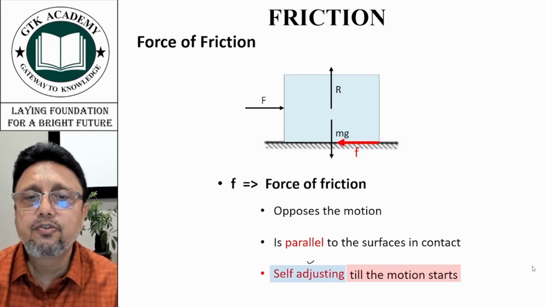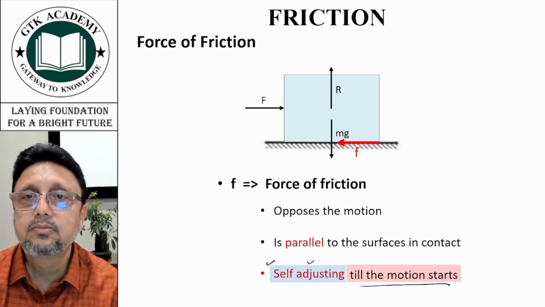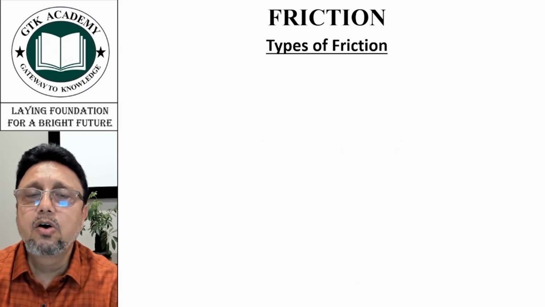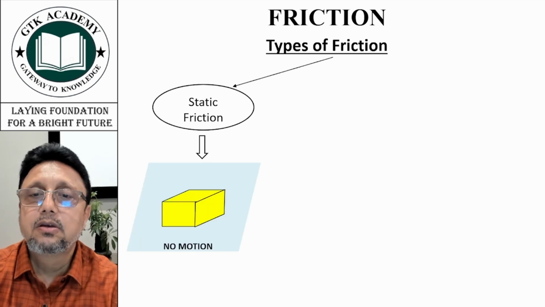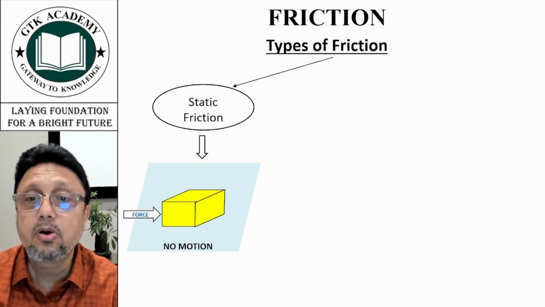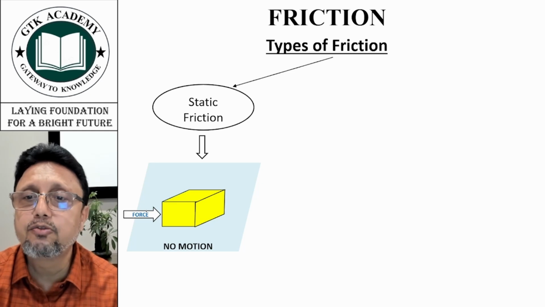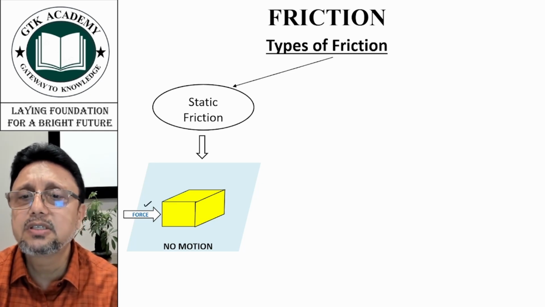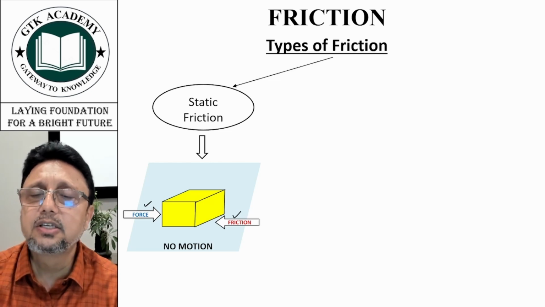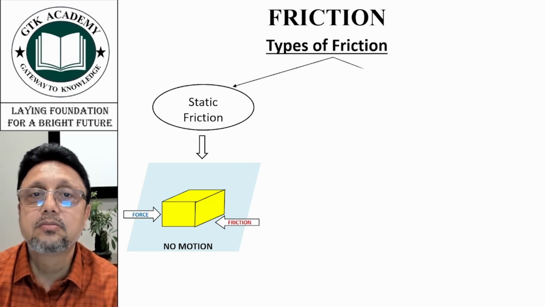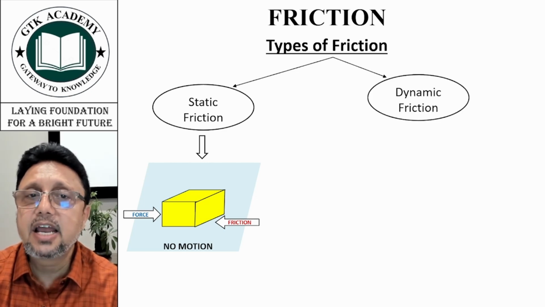So, force of friction is self-adjusting till the motion starts. Now, what are the types of friction? Static friction, when there is no motion. Suppose there is a block and it's not moving. We are applying some force, but there is a force which is opposing that. That means there is a force of friction in this direction. So when there is no motion, it is called static friction. Then dynamic friction.